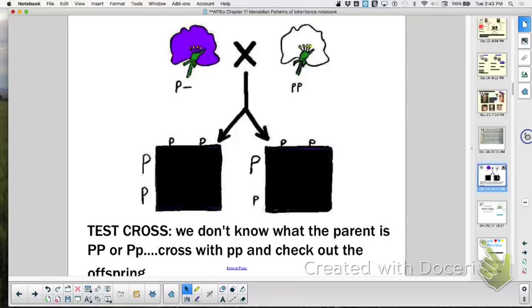You don't need to test somebody who has blue eyes. You know they have blue eyes. They're a little b, little b, because in order to express that trait, they have to be homozygous recessive. But somebody who has brown eyes, we don't know if they're brown or they're brown what? Blue.